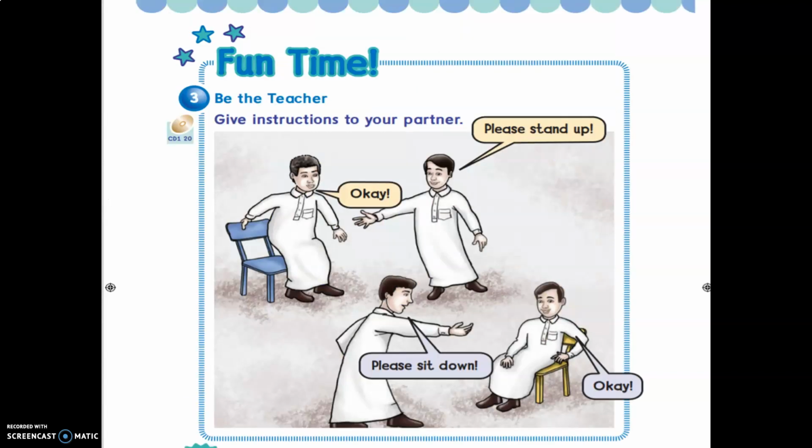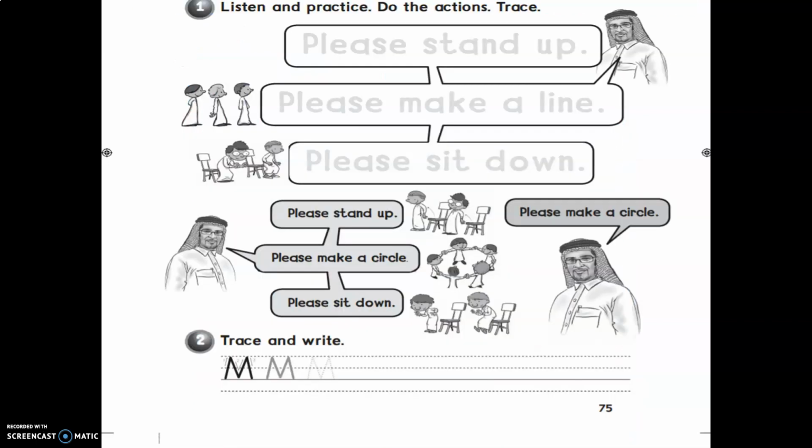Now, we have fun time. Please give instructions to your partner. We can do this exercise, girls, together in our virtual classroom. Now, I want you to open your activity book. Open your activity book, girls. You should write the day and the date here also. Page number 75 and 76.